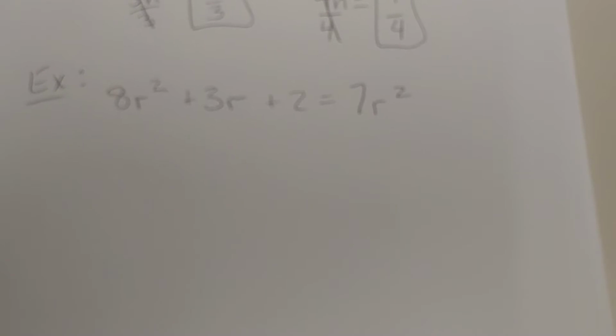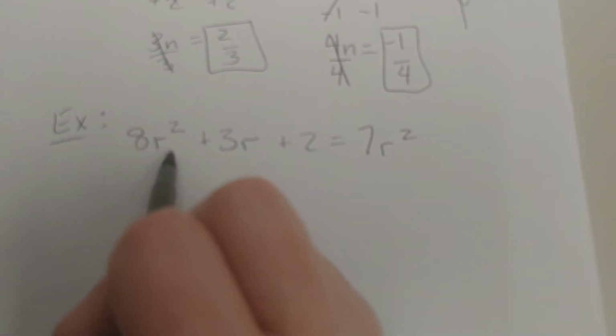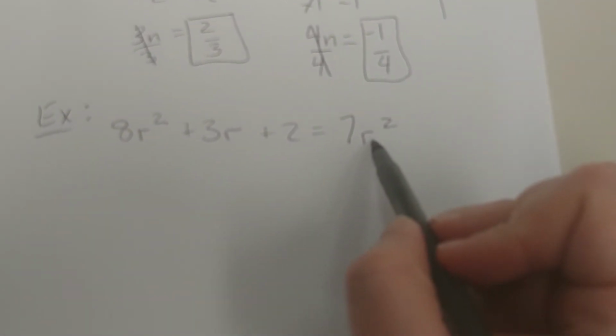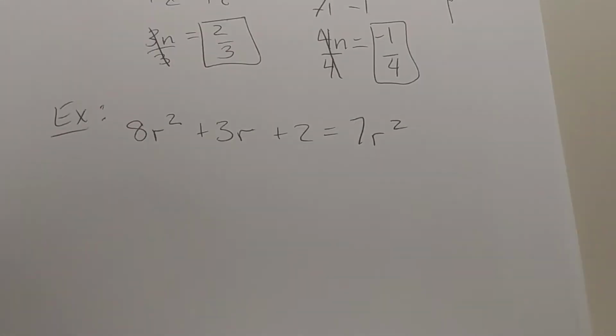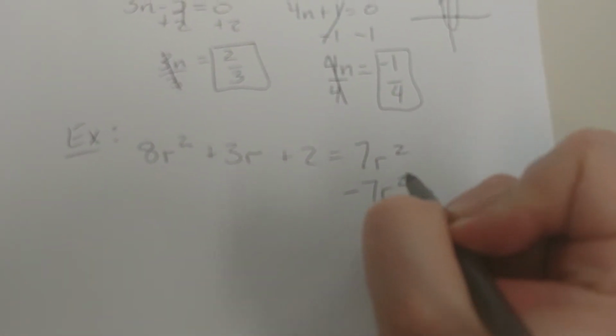The second form that we have is where they have it set up in, it almost looks like it's in standard form, except you have this r over here. So what we need to do is move this r squared over to the other side. So it's positive, so to move it, we're going to minus.